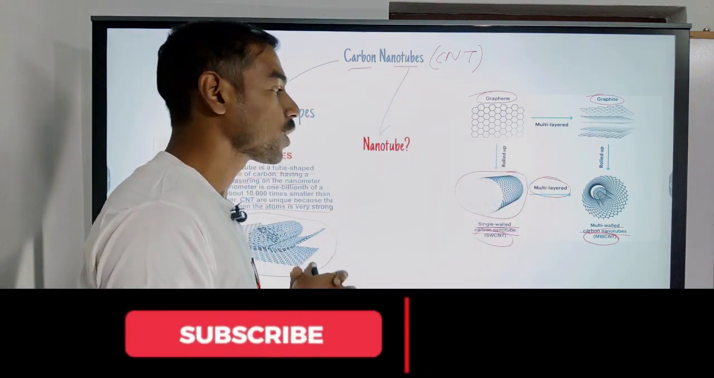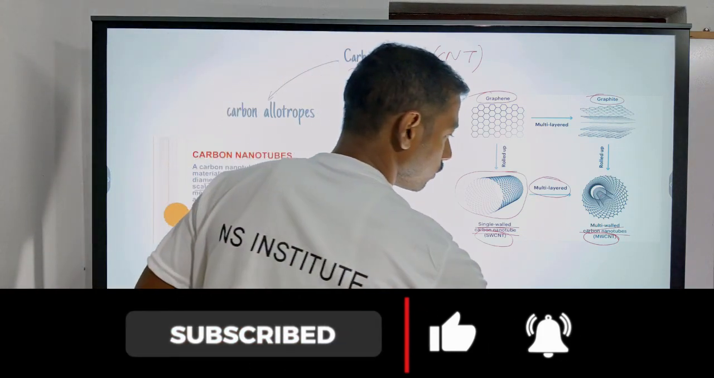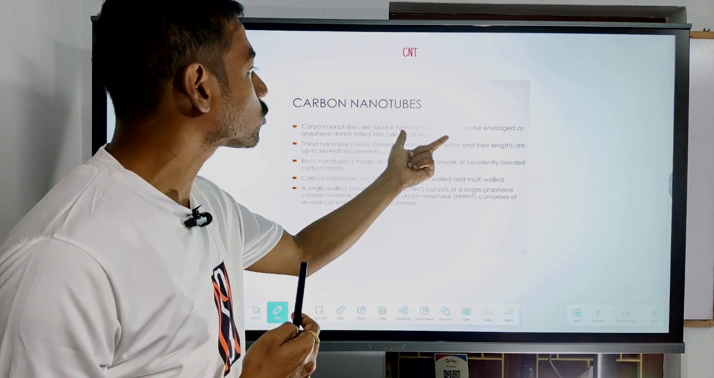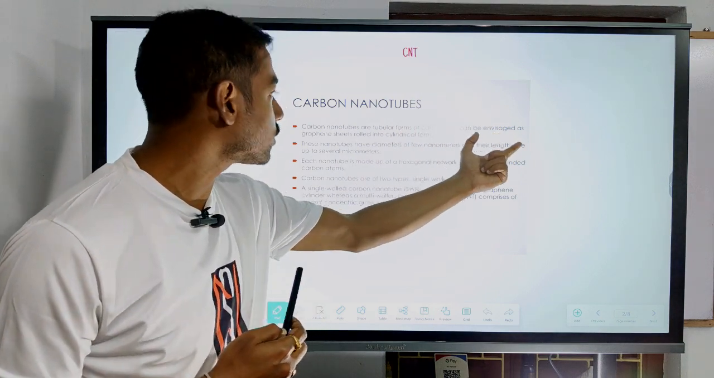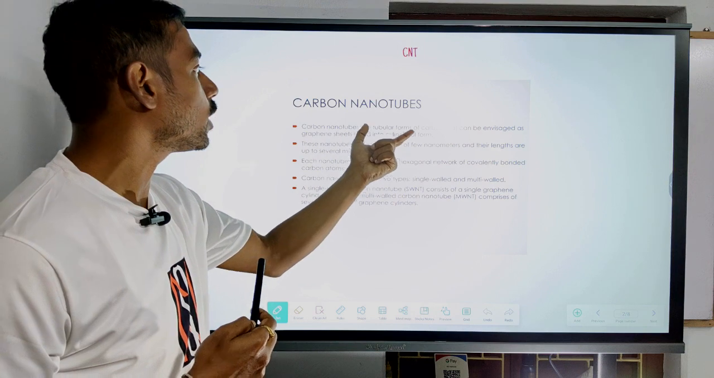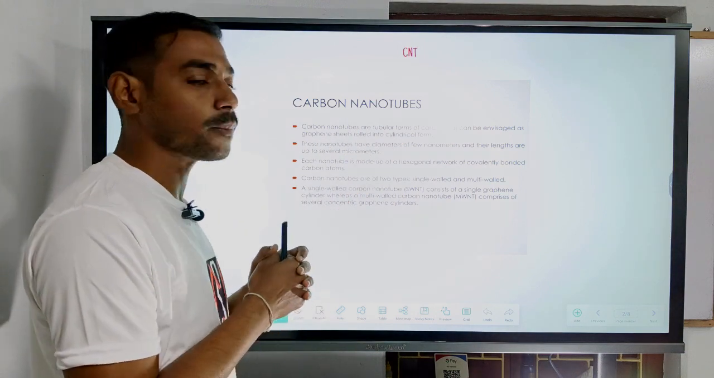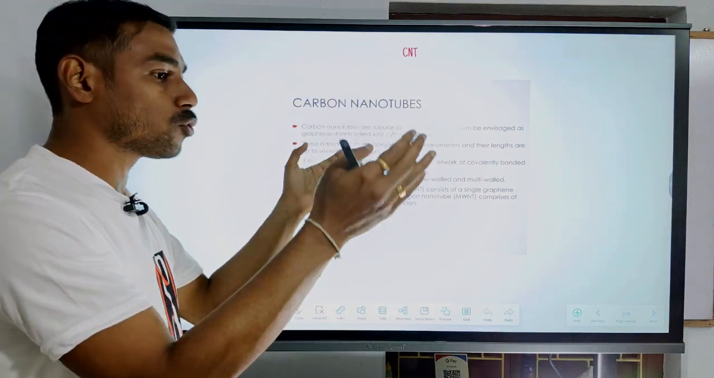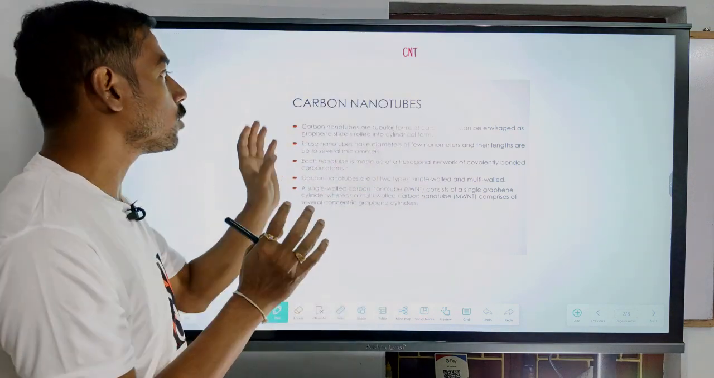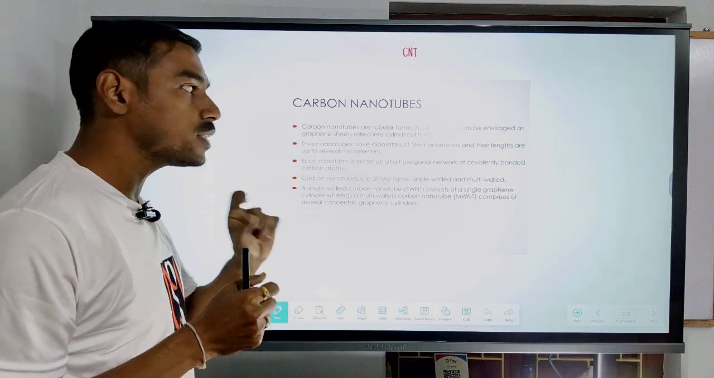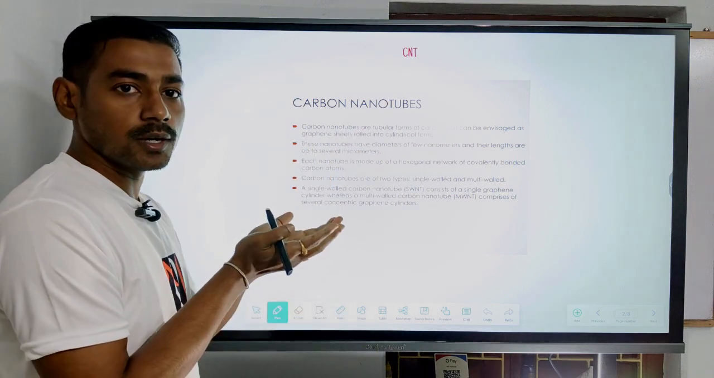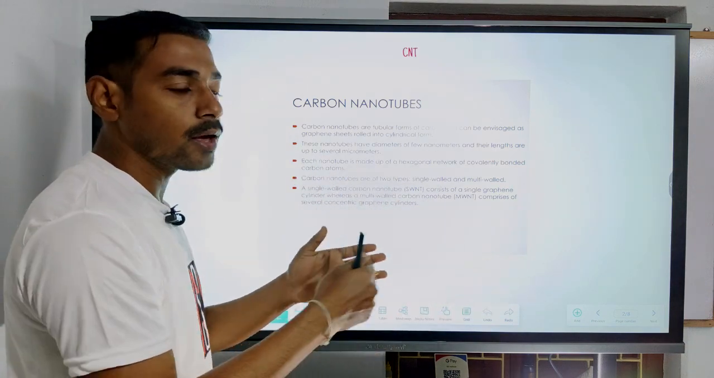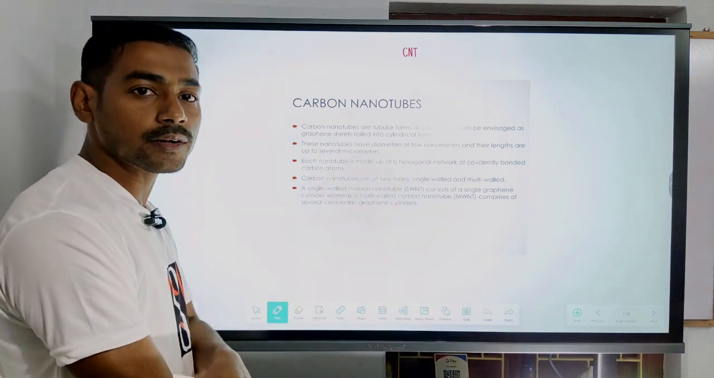Okay, so now we'll go to the next part, that is carbon nanotubes are tubular forms of carbon that can be envisaged as graphene sheets rolled into cylindrical form, like whatever we have learned in the last slide. When the graphene sheet is rolled up into the cylindrical form, you will get the carbon nanotube. When this cylindrical form is multi-layered, it will be converted into a multi-layered carbon nanotube.